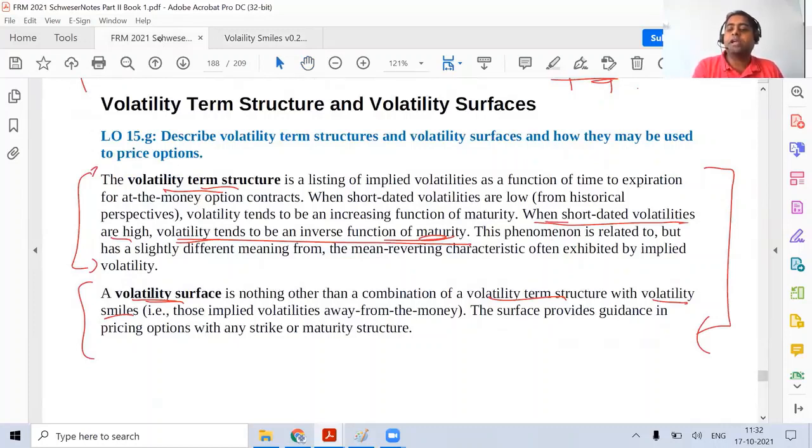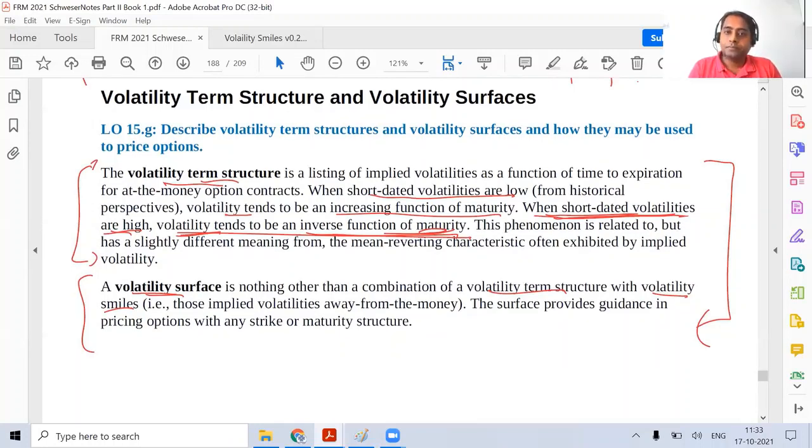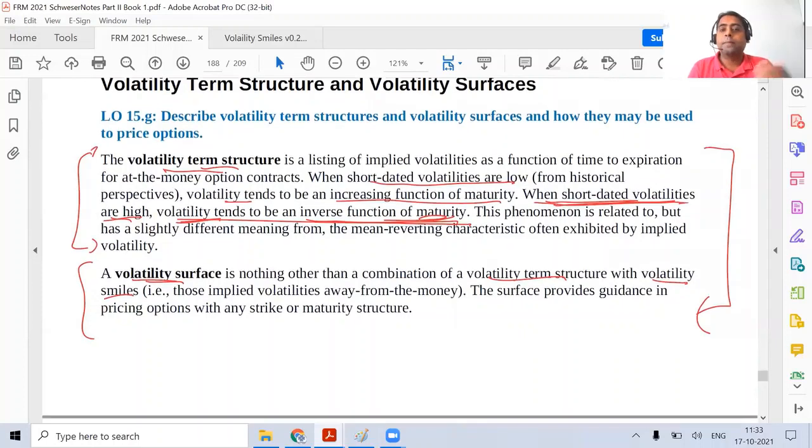When the short dated volatilities are high, the volatility tends to be an inverse function of maturity. What does it mean? If the short dated volatility is very high, as we increase the maturity, the volatility will come down. When the short dated volatilities are very low, volatility tends to be an increasing function of maturity. What does it mean? Historical volatility is lower. Due to mean reversion, the volatility should increase. I hope everybody is able to connect back. That's the reason I was waiting for that table.